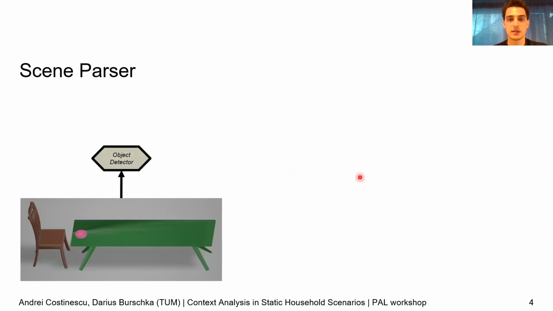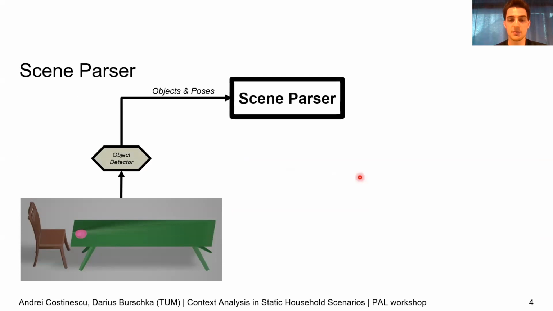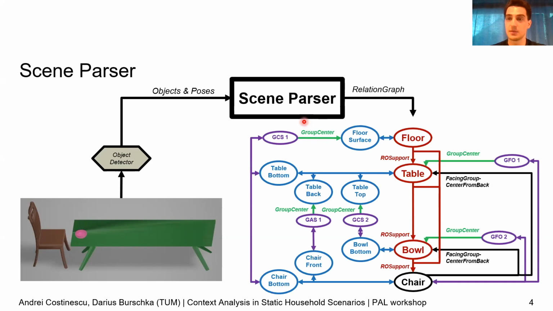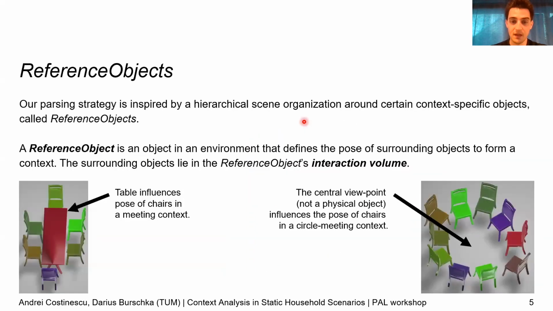An object detector lists the objects and their poses in the scene. These are then processed by our scene parser, which outputs a relation graph. This is our machine understandable scene representation. Our parsing strategy is based on the observation that scene arrangements are built hierarchically, with some objects being more important than others in this hierarchy.